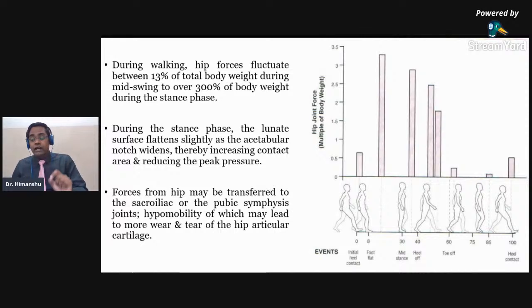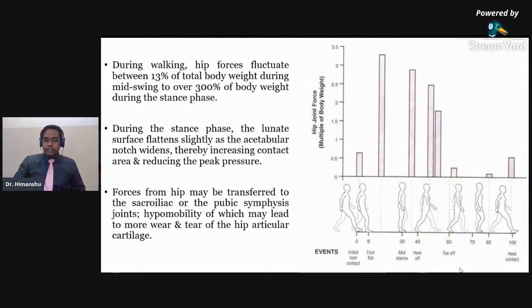Even in the swing phase of the gait, there is some 13% of compressive forces occurring between the articulating surfaces. So even when the foot is off the ground, 13% of the body weight still exists at both articulating surfaces. And at the peak of my stance phase, the forces exaggerate to 300% of my body weight. So you can see the range: it ranges from 13% to 300%.